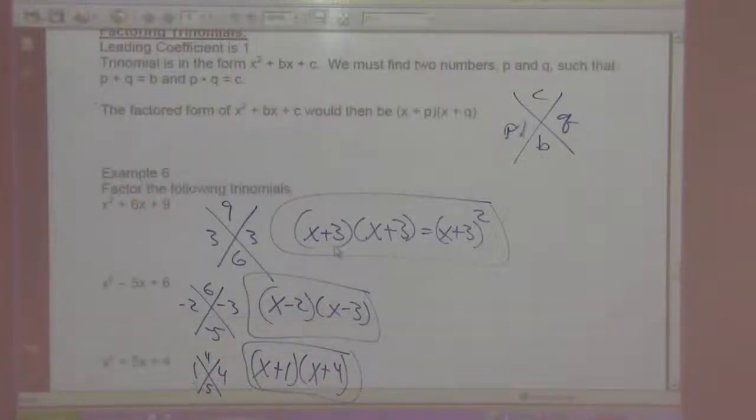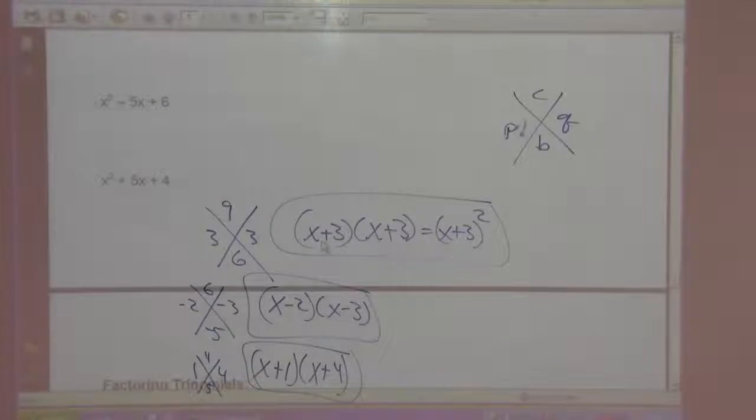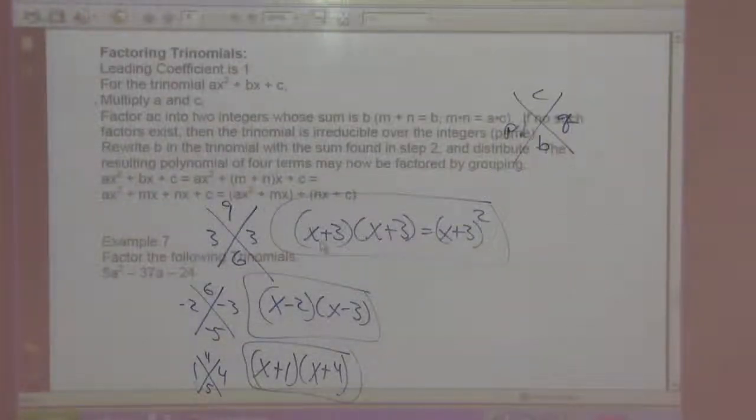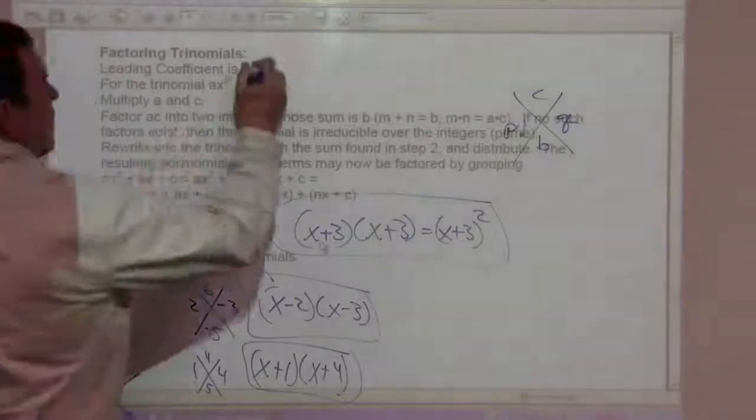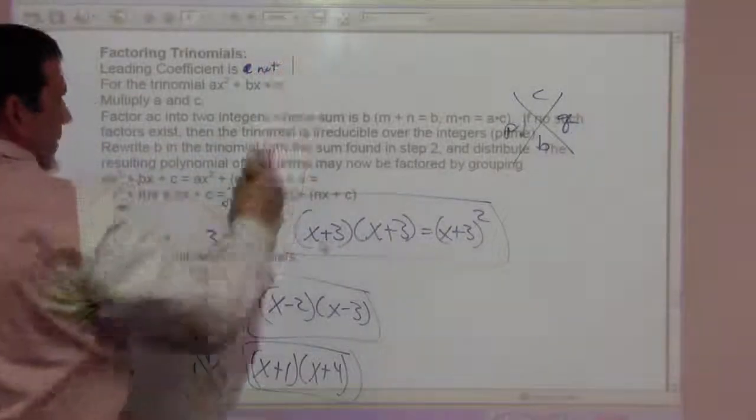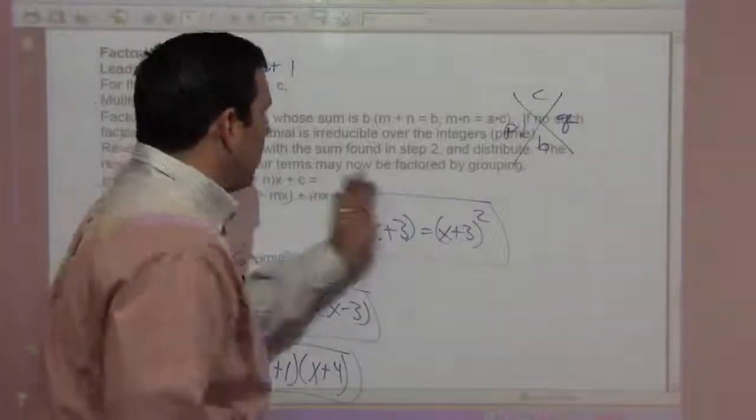Going on to the next page, so feel free to pause if you need to pause that. Now we're going to factor trinomials when the leading coefficient is not 1. This is a little more involved.